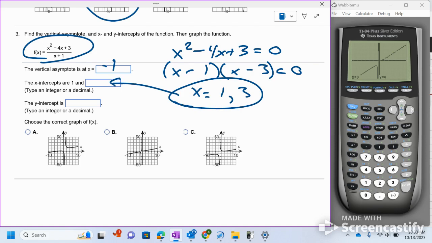Y-intercept, stick 0 in for all these. You get 3 over 1, which is 3. And which is the correct graph? Well, basically, we should maybe trace here so we can figure out which one is the correct one. C? We already know that? Okay, sounds good to me. Yeah, because we didn't see it originally, so it would have to be C. Okay?